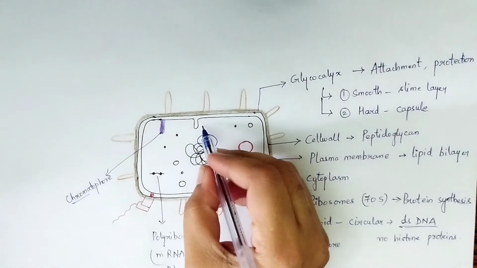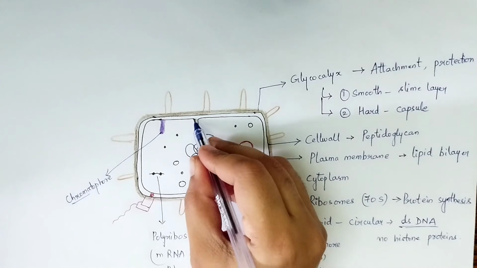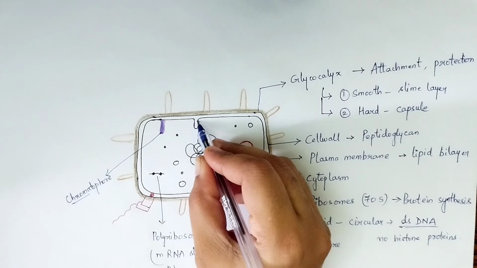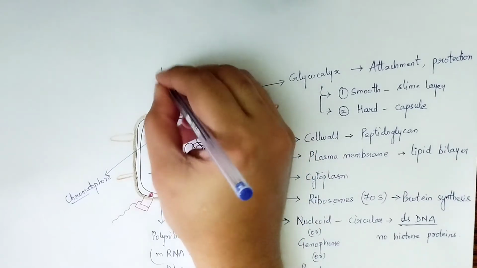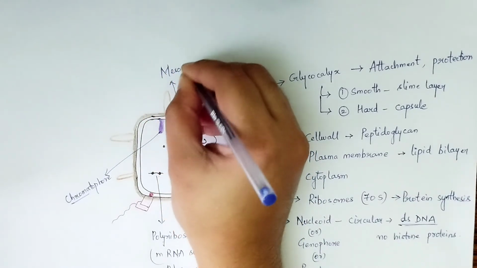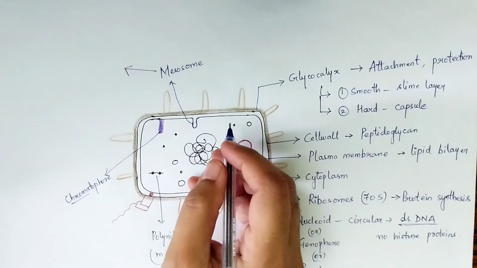We have one more protrusion which is bending inside with the help of the plasma membrane, that is, the plasma membrane bending inside here. We call this part the mesosome, and it has many functions. Let us see one by one what these functions are.